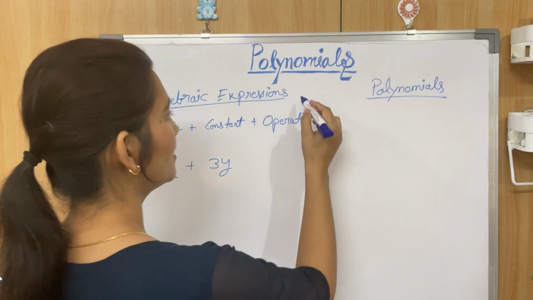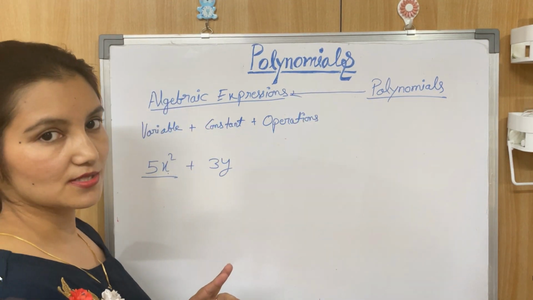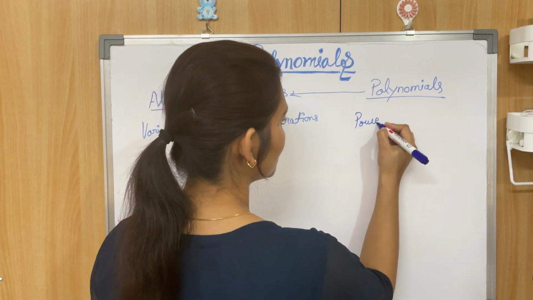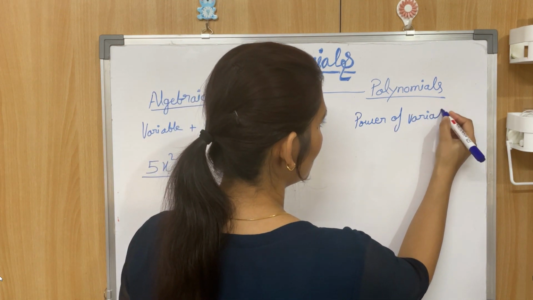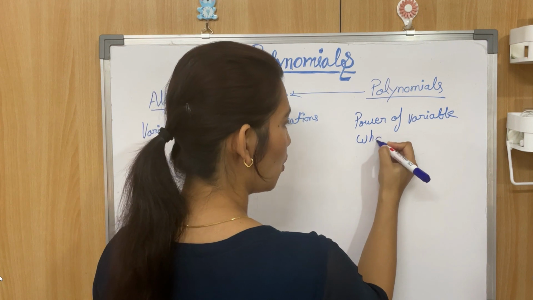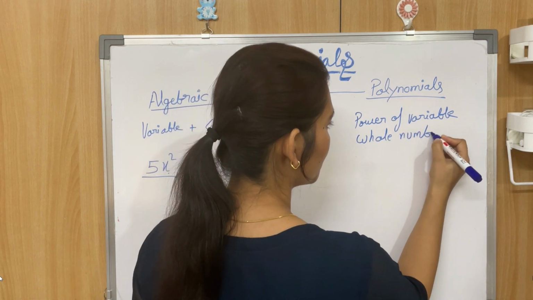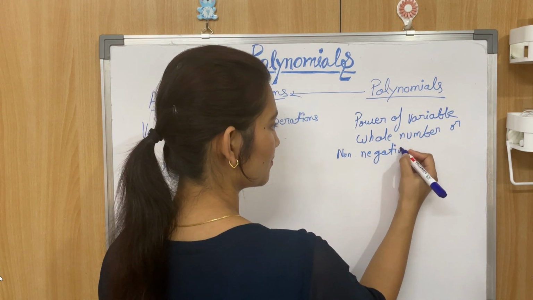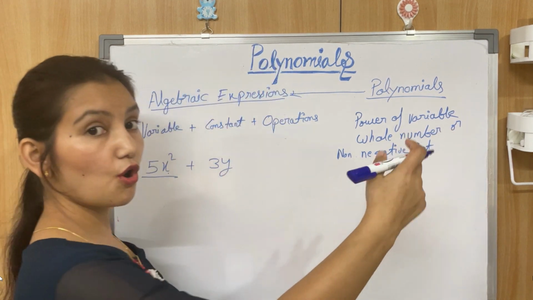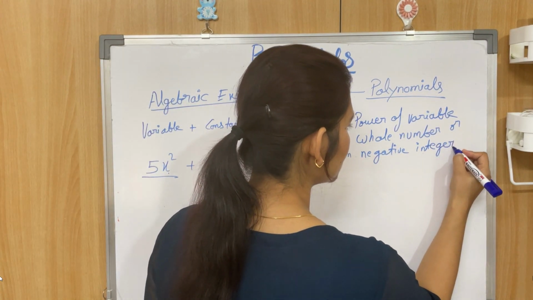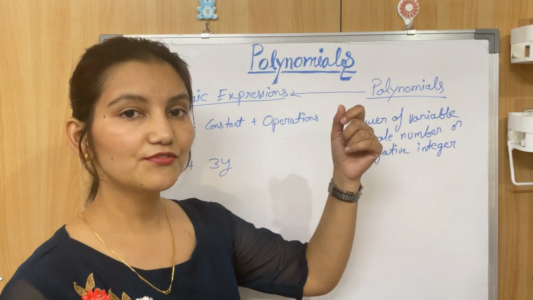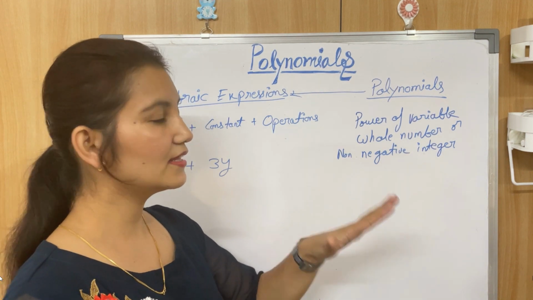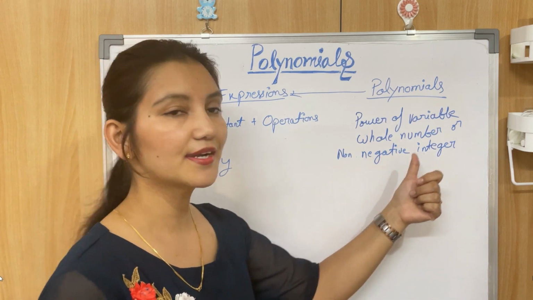Polynomials are actually a type of algebraic expressions in which the power of the variable needs to be a whole number or a non-negative integer. Okay, I have used this word or, right? By this, what I mean is the power of the variable should be a whole number. Whole numbers are 0, 1, 2, 3, 4, 5 and so on. You can either call them whole numbers or you can call them non-negative integers, right?